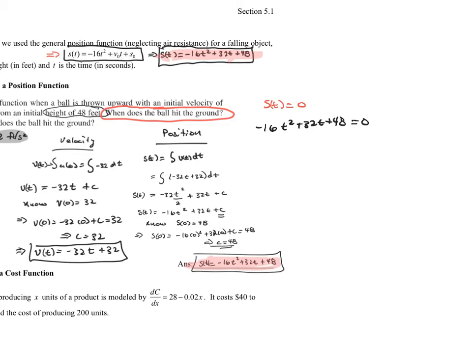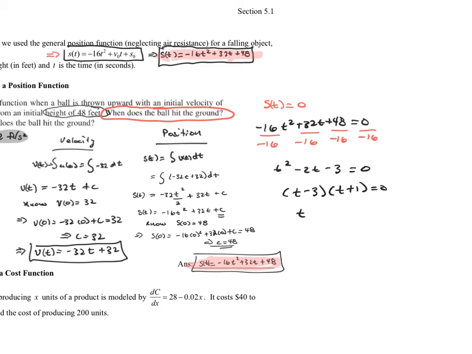You could use the quadratic formula. What I'm going to do is, I notice they picked really nice numbers here. I'm going to divide everything by negative 16 because every number is divisible by negative 16. When I do that, I'd end up with t squared minus 2t, and 48 divided by negative 16 would be minus 3. That equals 0. So I need two numbers that multiply to be negative 3 and add to be negative 2. That would be a negative 3 and a positive 1.